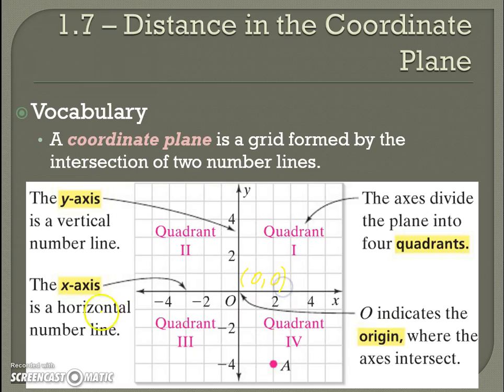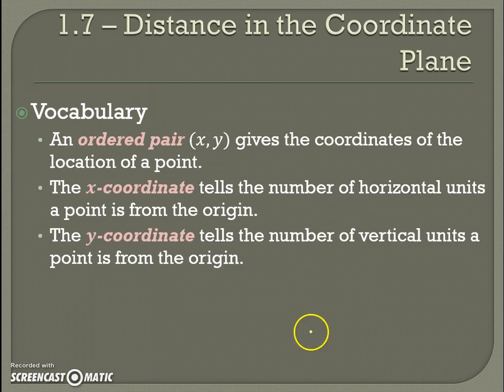So you heard me say ordered pair, and you may be thinking to yourself, well, that sounds familiar, but I can't quite remember what it is. Well, this is what it is. An ordered pair is an xy value. It gives the coordinates of a location of a point.